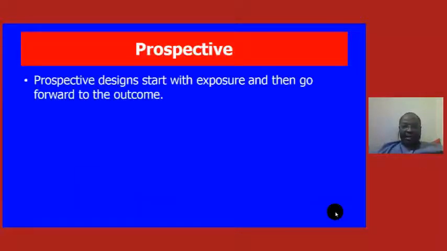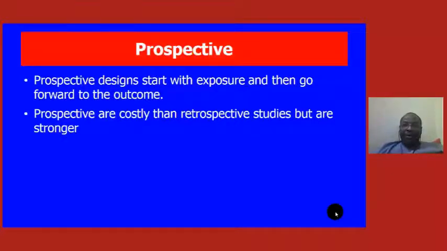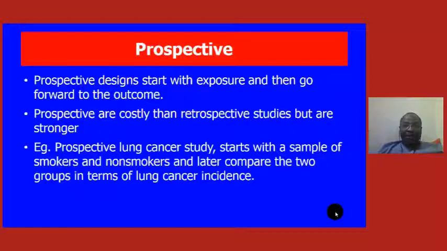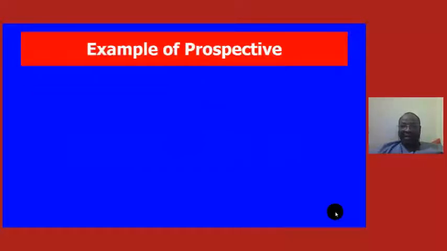Prospective studies. Prospective designs start with exposure and then go forward to the outcome, the opposite of the retrospective design. Prospective studies are costlier than retrospective studies, but are stronger. For example, a prospective lung cancer study starts with a sample of smokers and non-smokers, and later compares the two groups in terms of lung cancer incidence.